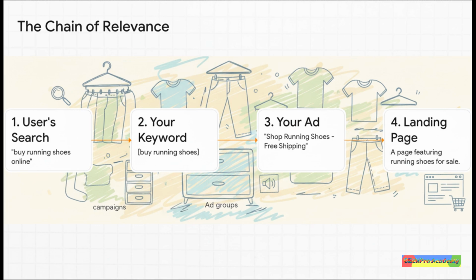Someone searches for buy running shoes online. Boom. Your keyword is buy running shoes. That keyword triggers your ad, which says, hey, shop running shoes here. And when they click that ad, they land on a page full of running shoes for sale. When that chain is strong and unbroken, Google rewards you. It's that simple. And why? Because you just gave the user an amazing, super relevant experience, and that's all Google really cares about.